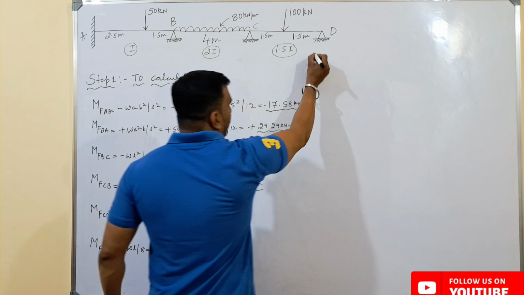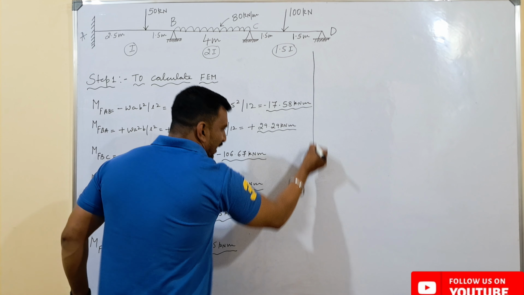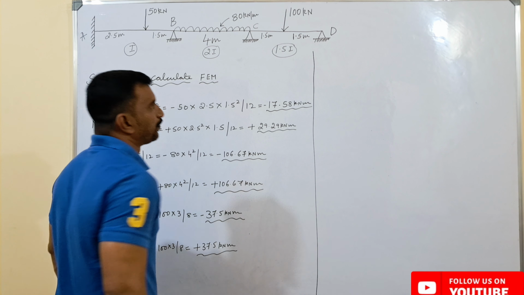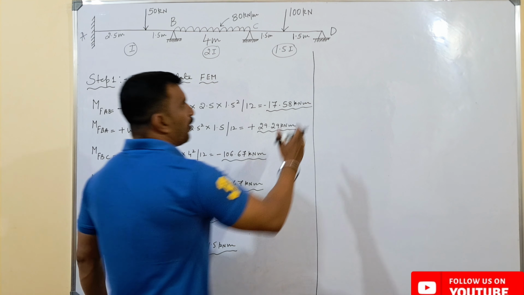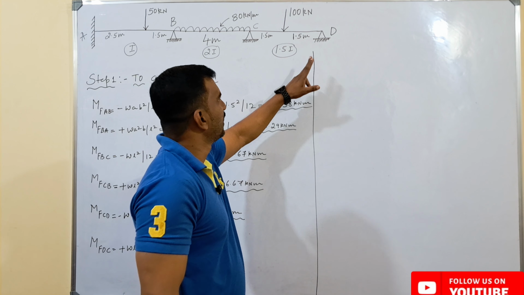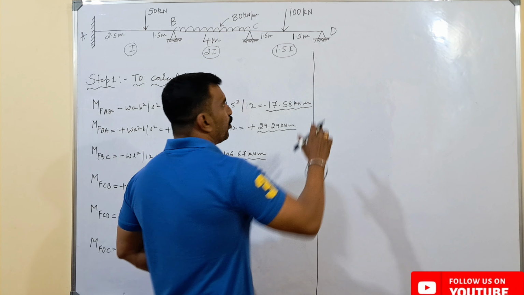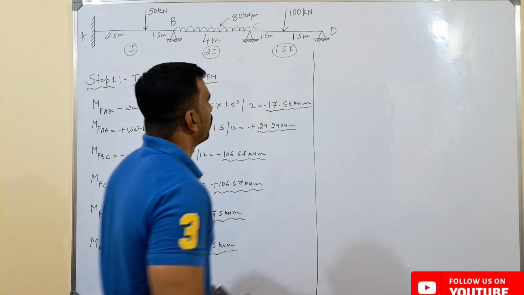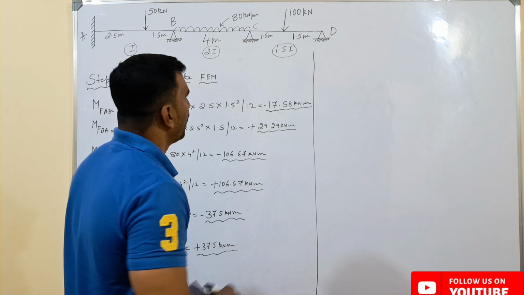Whenever we are having a support other than the fixed support, whether it is a hinge support, a roller support or a simple support, the final end moment about this point will be equal to 0. So what we have to do here is consider an additional moment so that the final end moment about this point will be equal to 0.